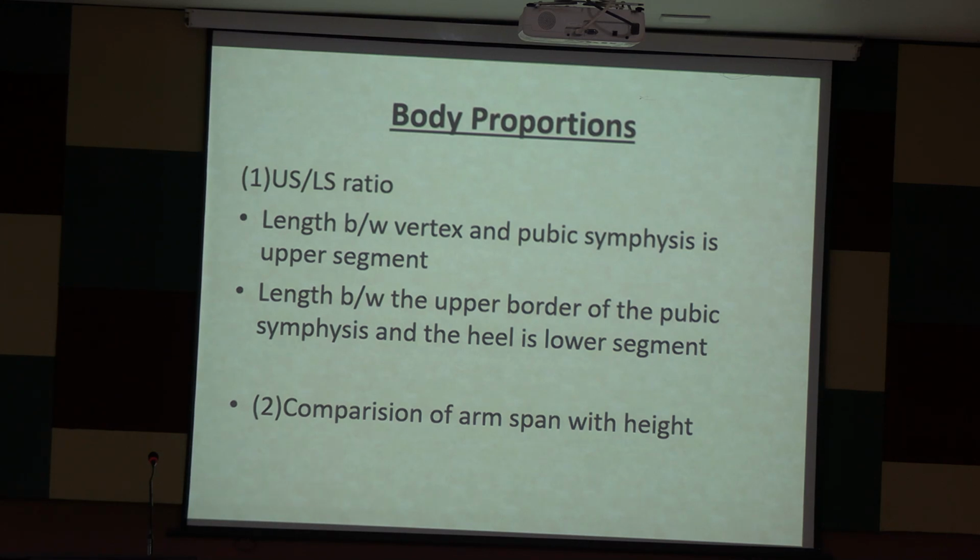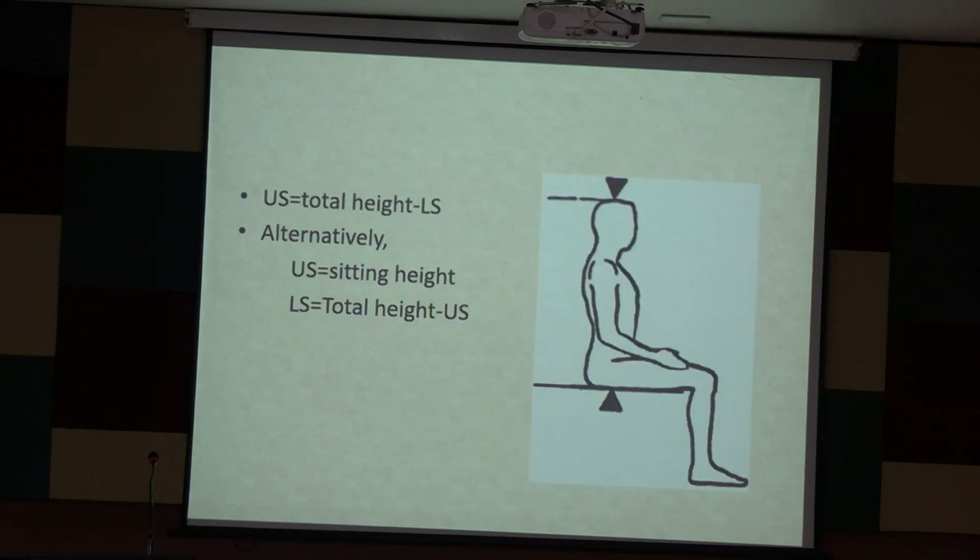Body proportion. Two important parameters are the upper segment to lower segment ratio and arm span. What is the upper segment? The length from the vertex to the upper border of the symphysis pubis is the upper segment, and from the upper border of the symphysis pubis to the heel is known as the lower segment. How can we calculate this?